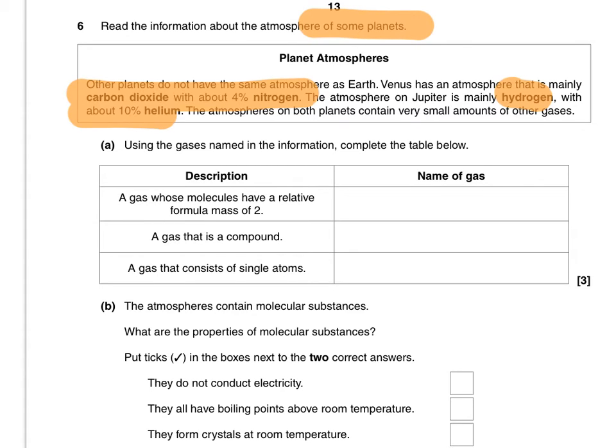Well, where are we going to go for that? We're going to go for our periodic table, if we don't already know it. A gas that is a compound. Now, it's crucial that you use the gases named in the information. So you could give, I don't know, methane, for example. You wouldn't get that right though, because it's got to be ones that are in this information. A gas that consists of single atoms. Well, single atoms, they're from noble gases or group 0. So again, I'm going to be using our periodic table to check that out.